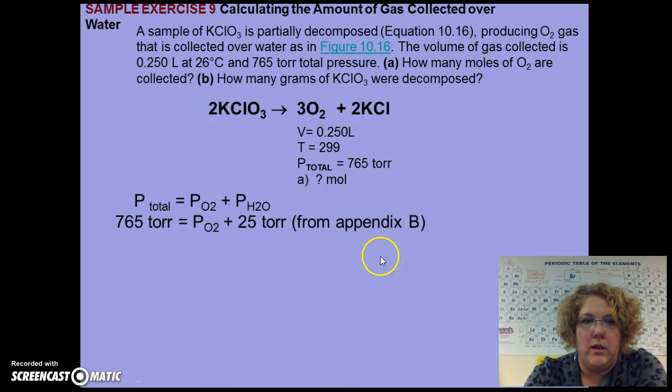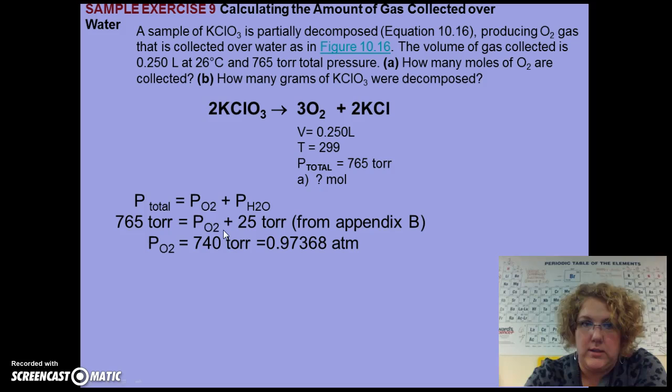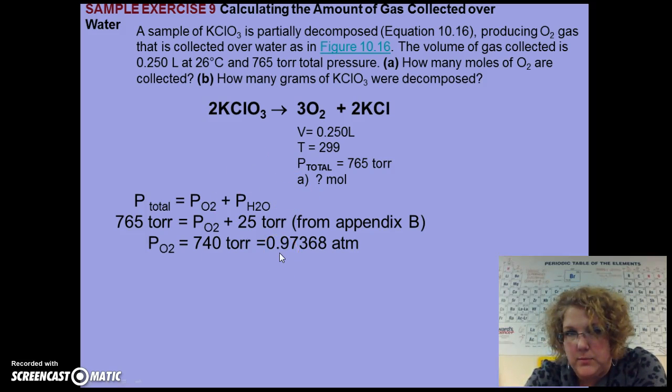Okay, so if we look up water's vapor pressure at this temperature, at, what was it in Celsius, 26 degrees Celsius, we see in Appendix B that the water pressure is 25 torr. The total pressure of both gases, the oxygen and the water vapor, is 765. So subtract the 25 off of 765, and I get that my oxygen pressure is just 740. And then I put it in atm because we're getting ready to do a PV=nRT problem, and so it needs to be in atm. How many moles of oxygen were collected?